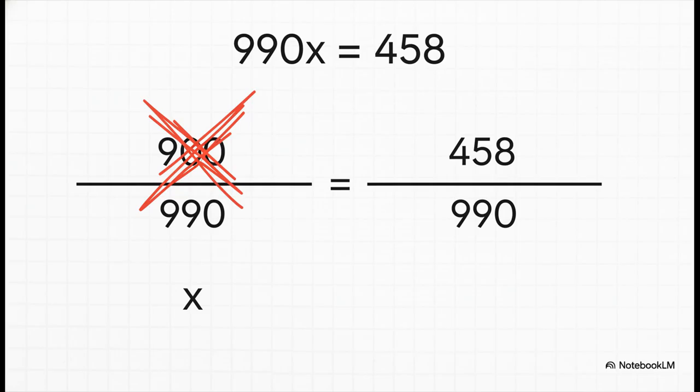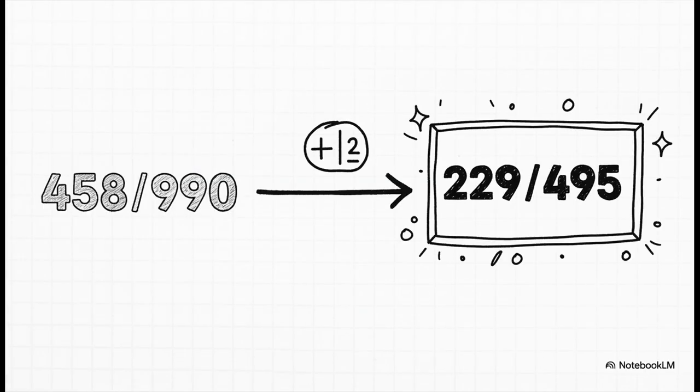So how do we solve for x? Easy. We just divide both sides by 990. And there we have it. We've found our fraction. But we're not quite done just yet. There's one last little step. You always want to simplify your fraction if you can. It's just good practice. In this case, both numbers on the top and bottom are even, so we can divide them both by 2. And that gives us our final, fully simplified answer, 229 over 495.